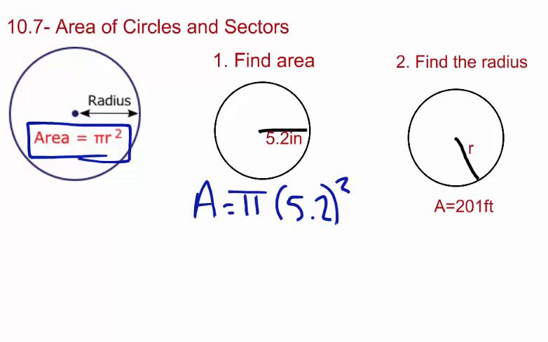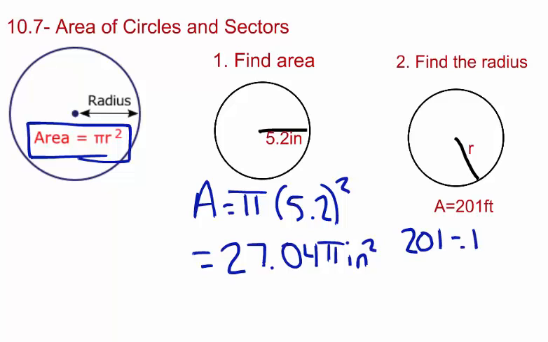So there are two samples. I'm going to keep the first one, the area, in terms of pi. So area equals pi and 5.2 squared. So when you plug that into your calculator, keeping it in terms of pi, you should get the area to be 27.04 pi, and that would be inches, and since it's area, the units are squared.